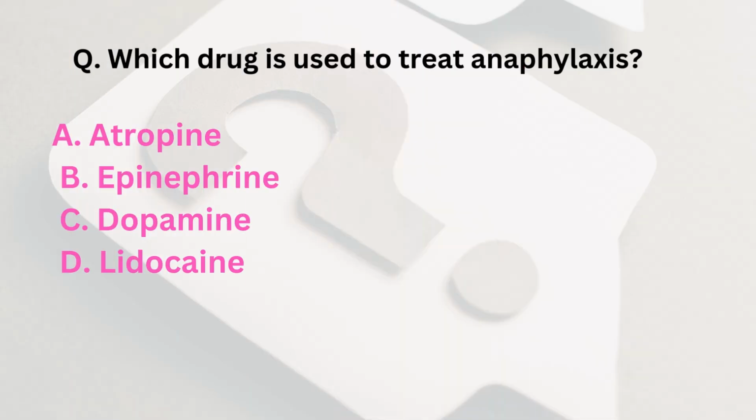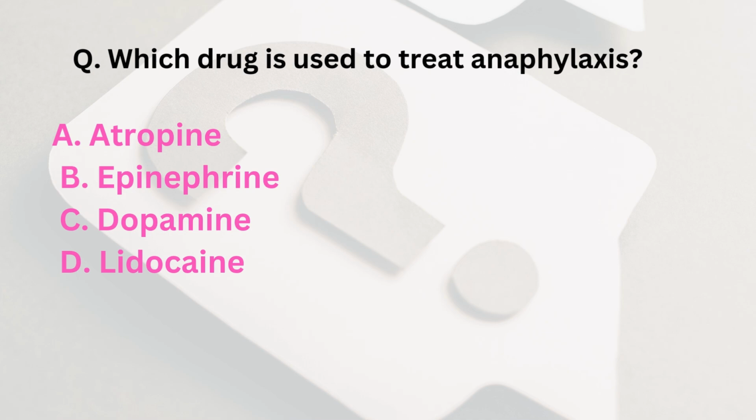Next question. Which drug is used to treat anaphylaxis? Options are atropine, epinephrine, dopamine, lidocaine. First we will see the meaning of anaphylaxis. What is anaphylaxis? Anaphylaxis is a severe life-threatening allergic reaction to a stimulus. For example, a bee sting sometimes may cause a life-threatening allergic reaction.